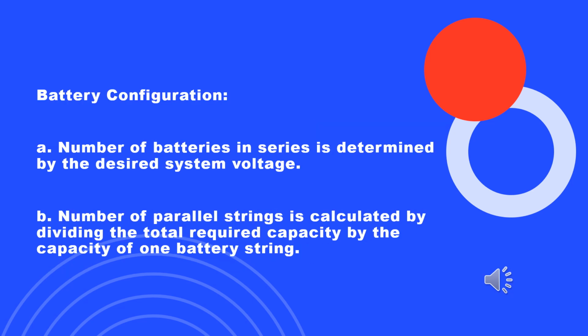Battery configuration. The number of batteries in series is determined by the desired system voltage. Number of parallel strings is calculated by dividing the total required capacity by the capacity of one battery string.